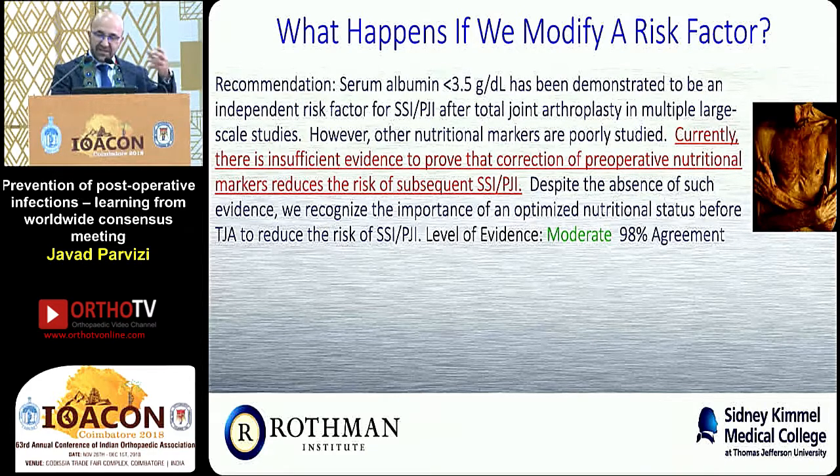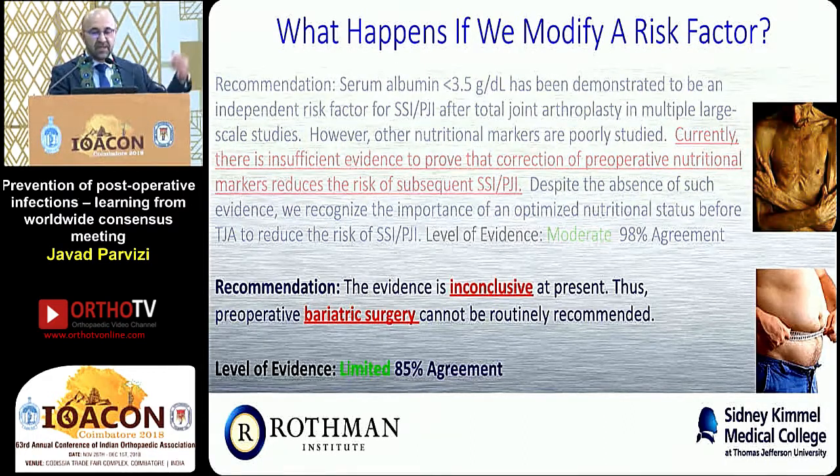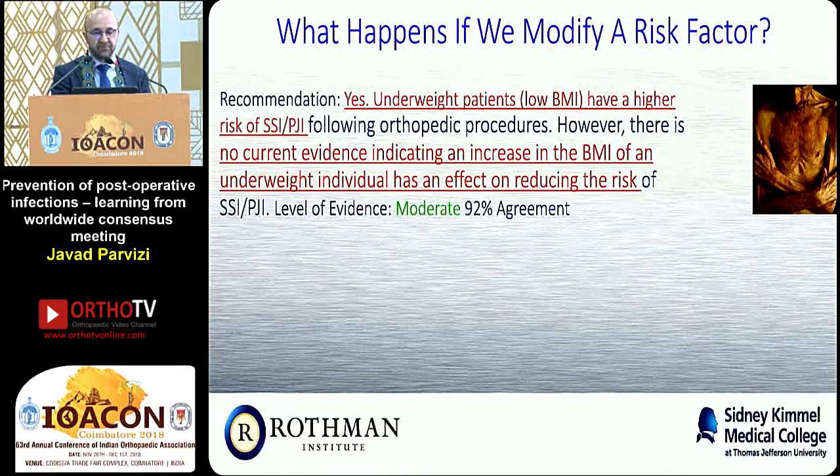But correcting the malnutrition is not known to be effective in prevention of infection. But nonetheless, malnourished patients should most likely be optimized prior to surgery. Again, 98% agreement here. Underweight patients are also at increased risk of SSI and PJI, and that's also critical to recognize these patients who may also be malnourished.